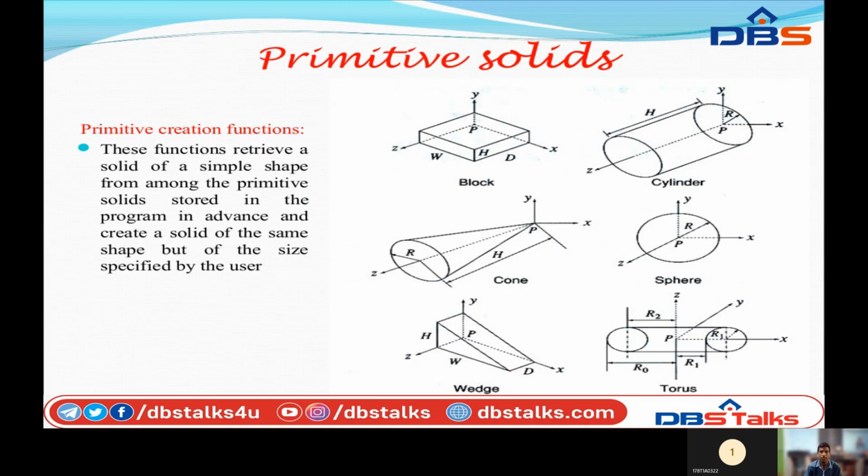Next, I am showing primitive solids generated by using solid modeling. First of all, block, cylinder, cone, sphere, wedge, and torus. These functions are generated by using solid modeling. These primitive solids are stored in the program in advance to create solids. The primitives are the prototypes used to generate original solids. Okay, these are the primitive basics.